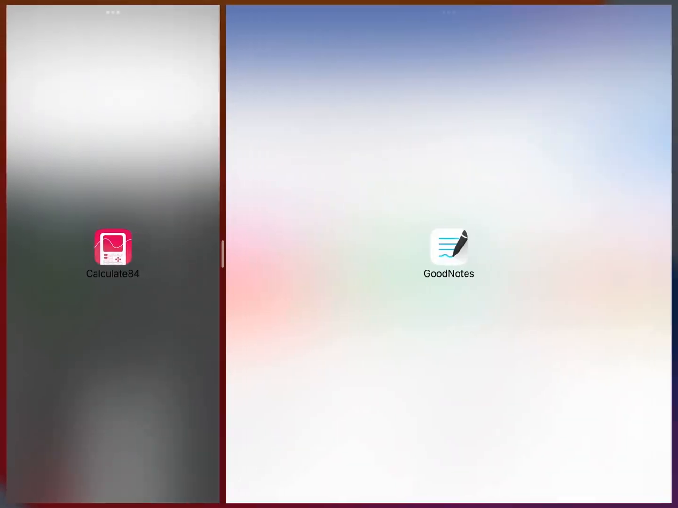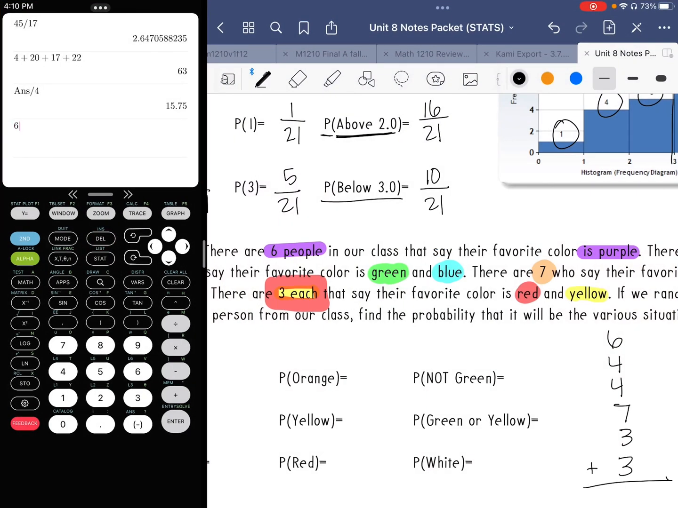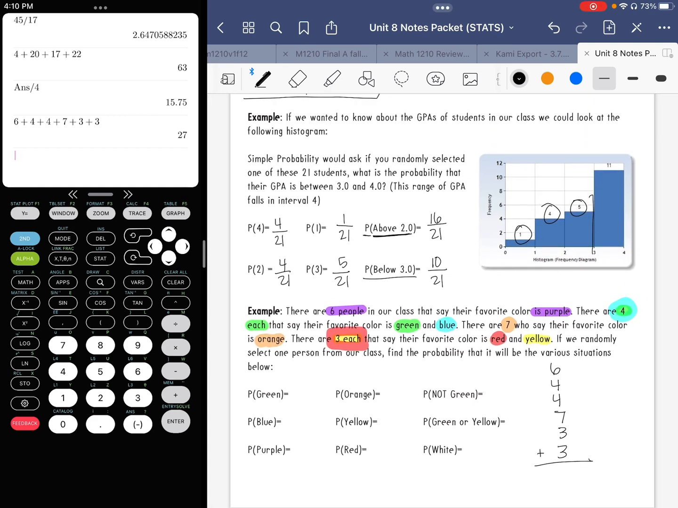Okay, so to know our total number of outcomes, we would have to do 6 plus 4 plus 4 plus 7 plus 3 plus 3. So that means we had 27 people in our class that we asked this question. Okay, so there are 27 possible outcomes.